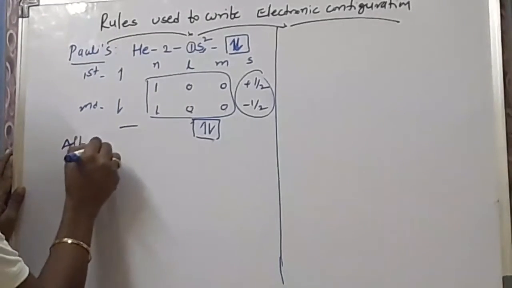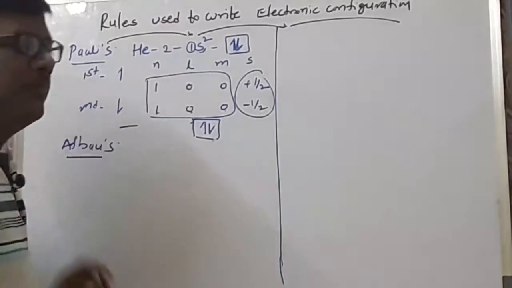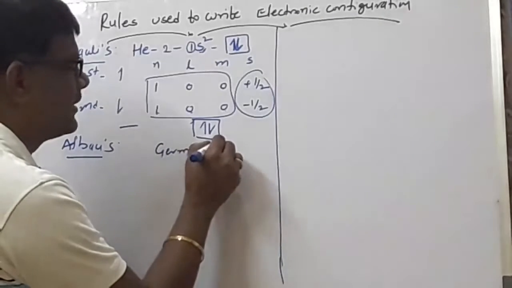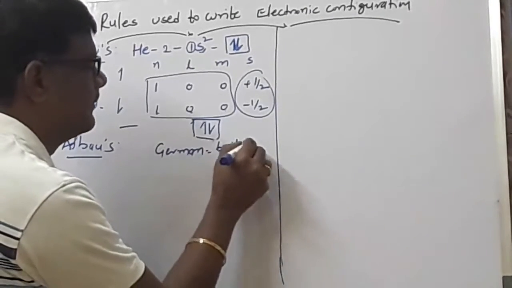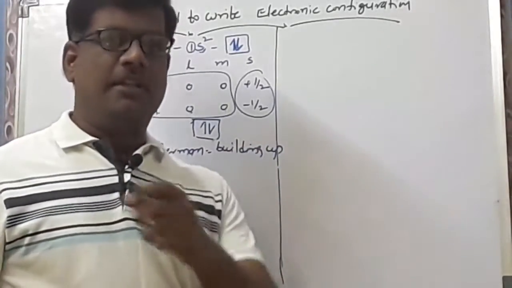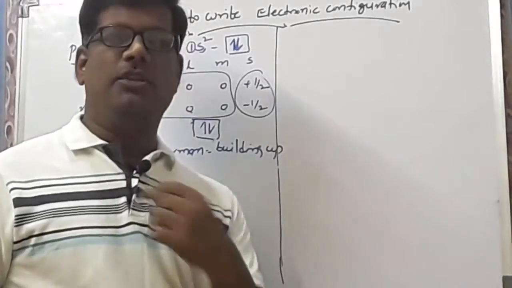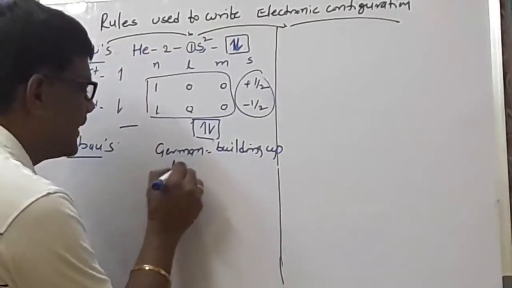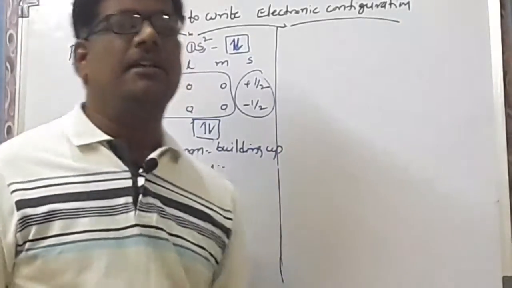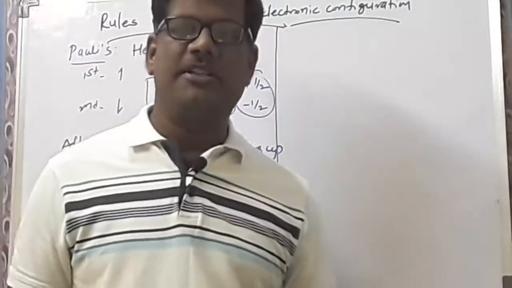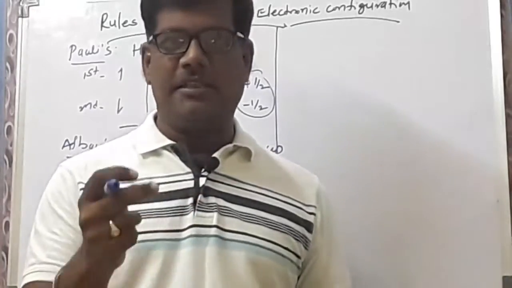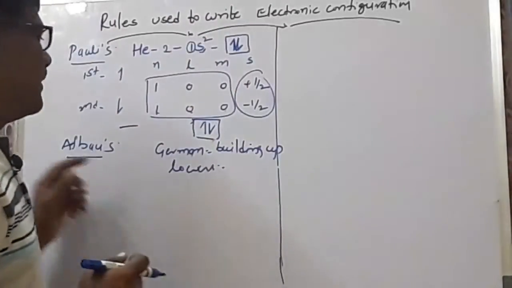Now, the second principle is the Aufbau Principle. Aufbau is a German word which means building up. In the construction of the atom, the differentiating electron, the last new electron, enters into the lowest energy orbital first. This is called the Aufbau Principle. According to the Aufbau Principle, in the construction of the atom, the differentiating electron enters into the lowest energy orbital first.